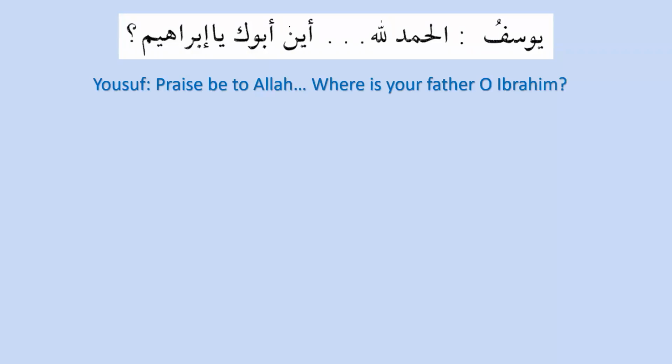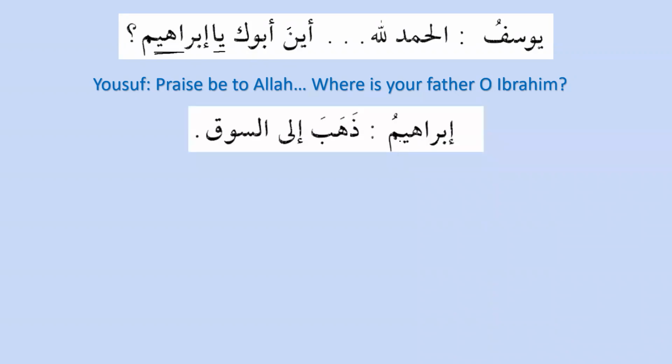Yusuf: Alhamdulillah, praise be to Allah. Aina abuka ya Ibrahimu, where is your father, O Ibrahim? Aina is also one of the asma al-istifham. That's a noun that is used to ask a question. Abuka is mudaf ilayh, and ya Ibrahimu, ya is harf munada, and Ibrahimu is munada, the one who is being called upon. Praise be to Allah. Where is your father, O Ibrahim?